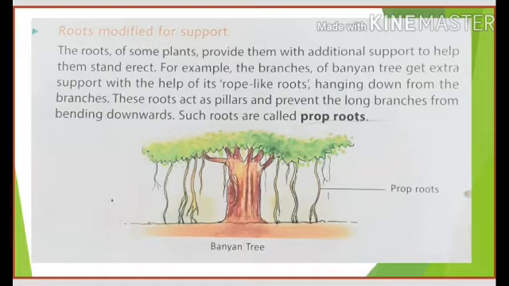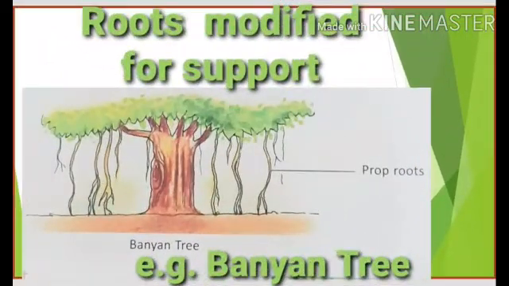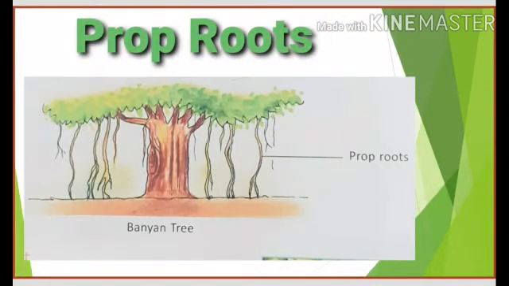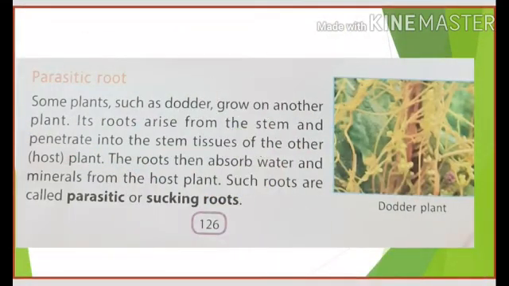So, this is all about the second type of modification of roots, that is roots modified for support. Example, banyan tree, and the name of the modified roots is prop roots. Now we are moving towards the third type of modification, that is roots modified as parasitic roots.